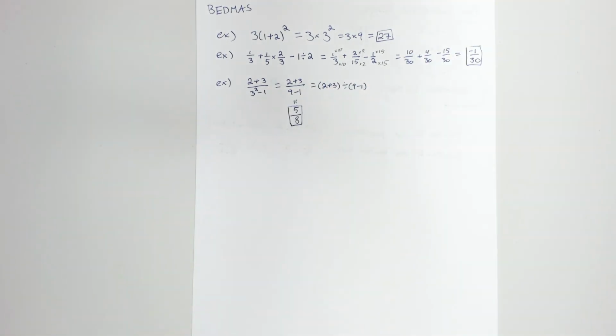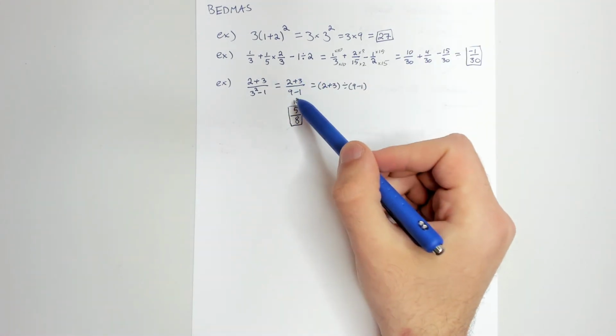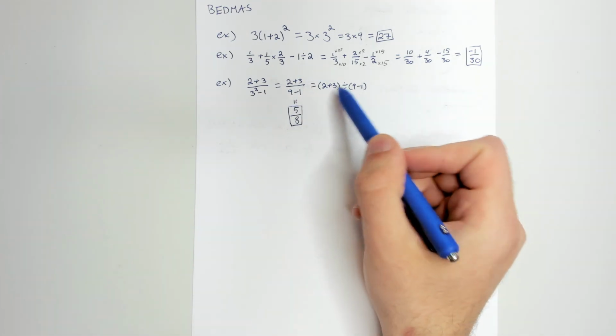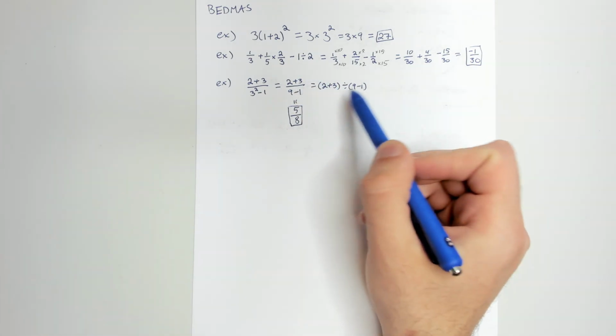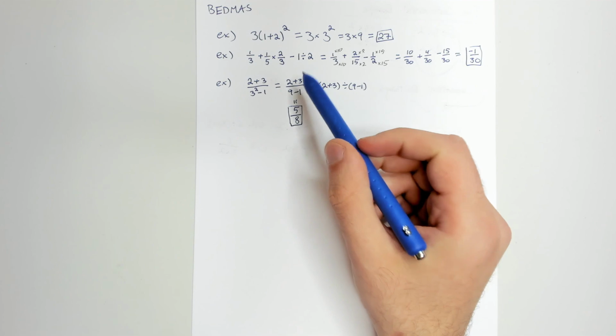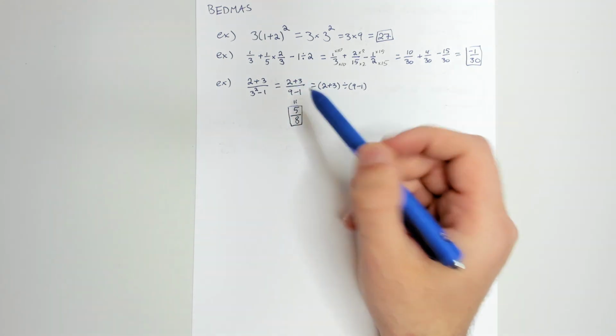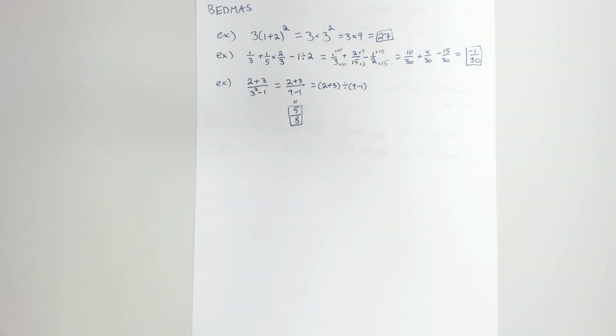But again, the point here is that when you have a fraction written like this, you can treat the numerator as all being inside of parentheses and the denominator as all being inside of parentheses, and evaluate them before you consider evaluating the fraction structure, which is division.